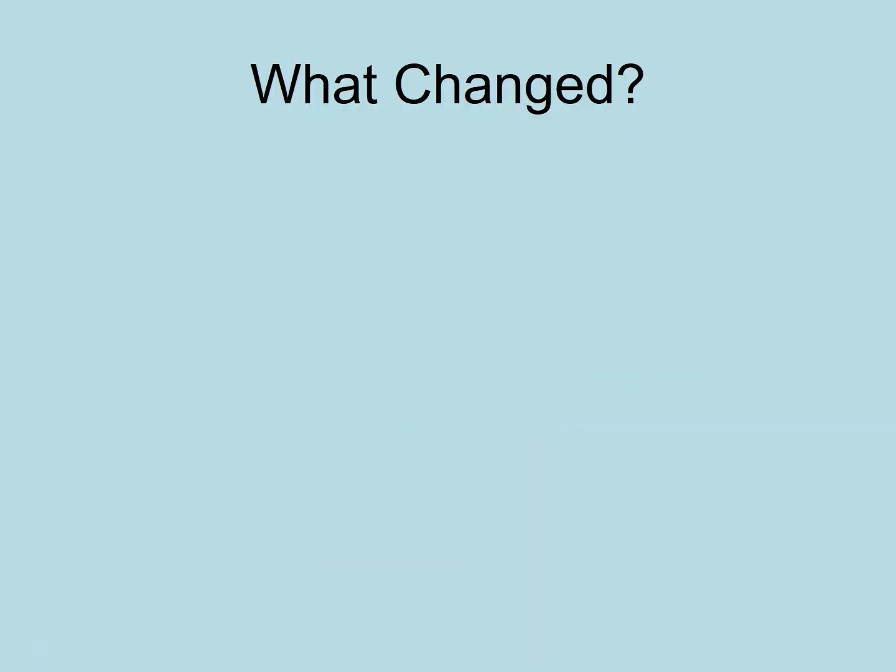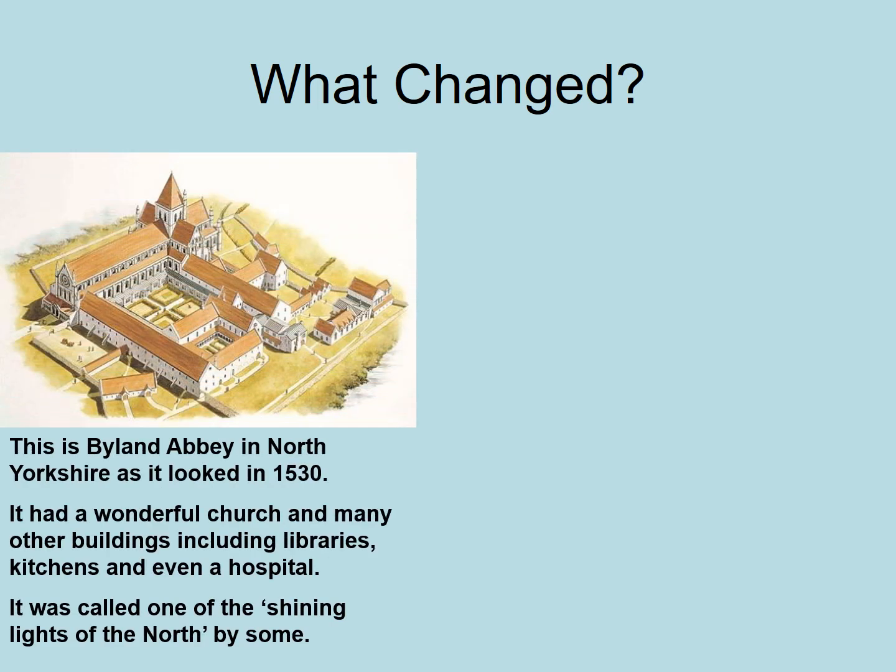Firstly, let's consider what changed. This is Byland Abbey in North Yorkshire as it looked in around the year 1530, early in Henry's reign. It had a wonderful church and many other buildings, including libraries, kitchens and even a hospital. It was called one of the shining lights of the north by some.